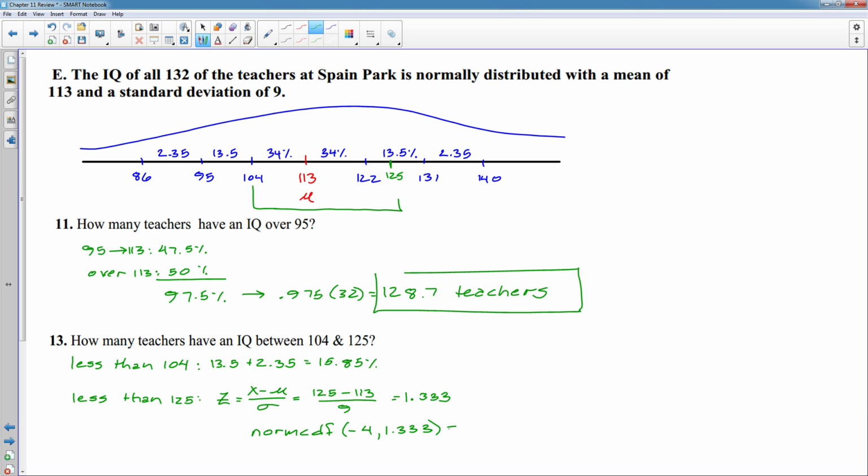0.909, which means 90.9% of the teachers have an IQ less than 125.